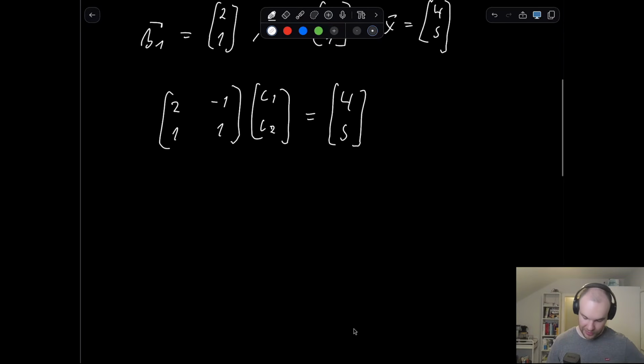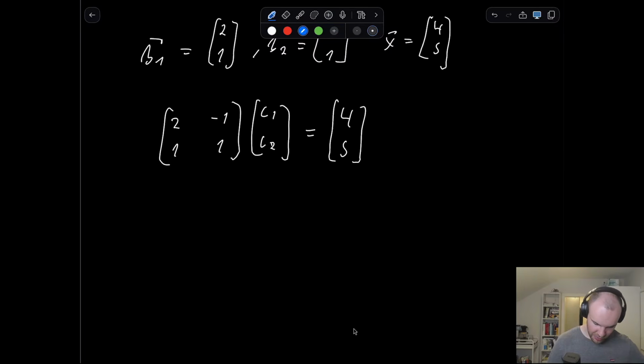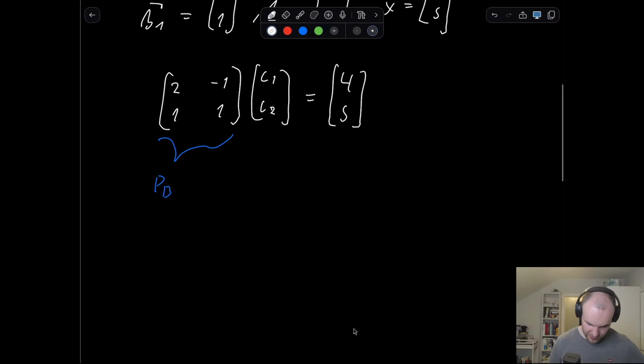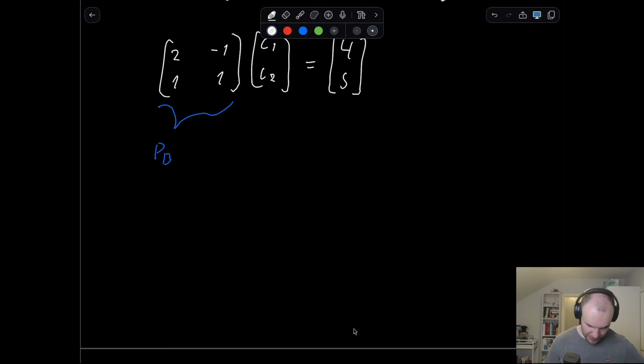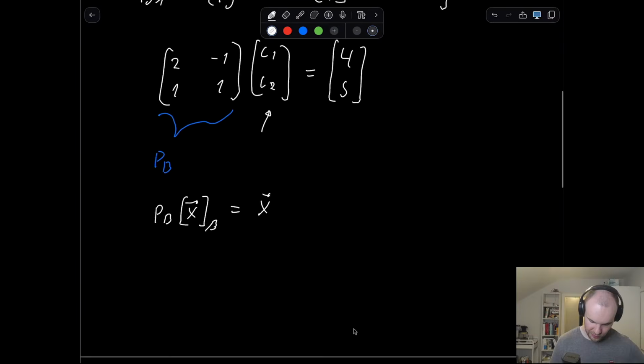There's another way of saying that same thing also. I could state this as P_B. This is a matrix, we could just call it P_B. Then what I can say is that P_B times the coordinates with respect to our basis, which is what we are looking for, should be equal to x, which is on the right-hand side.